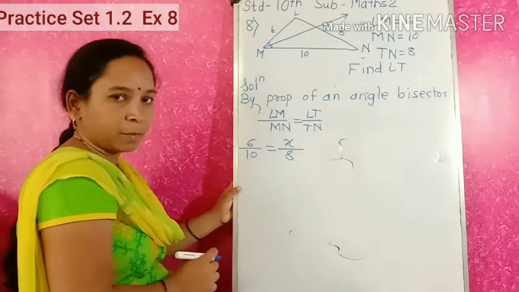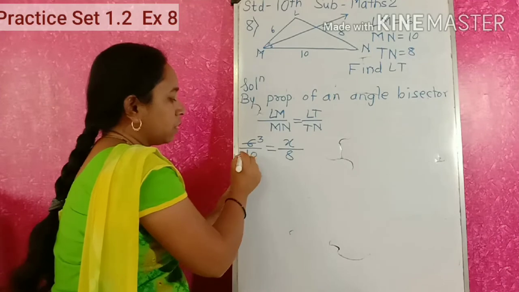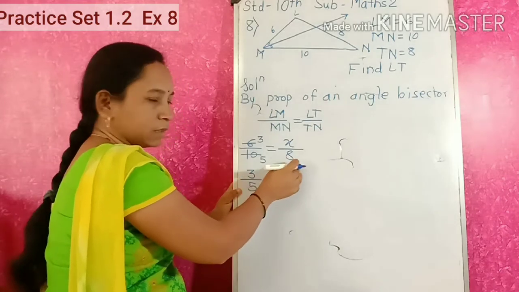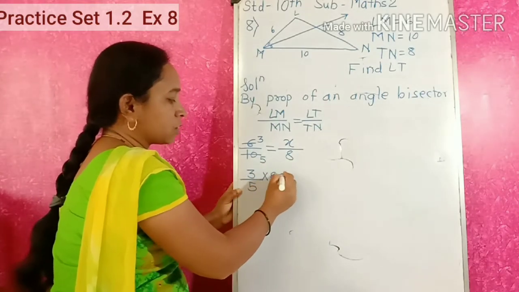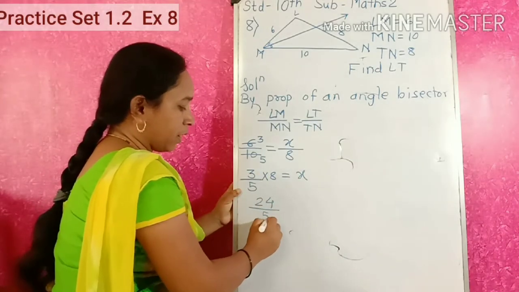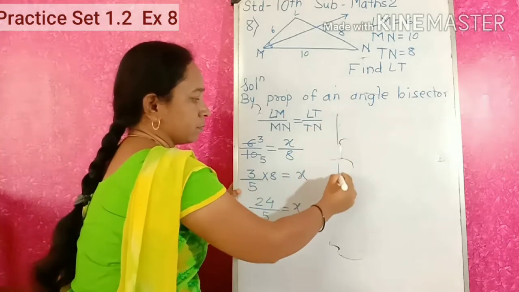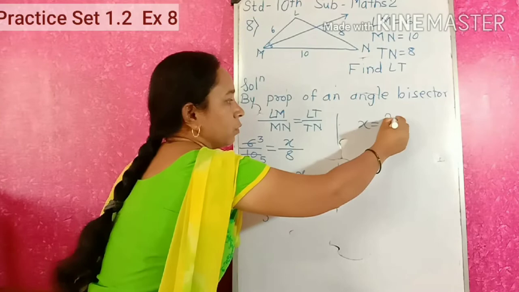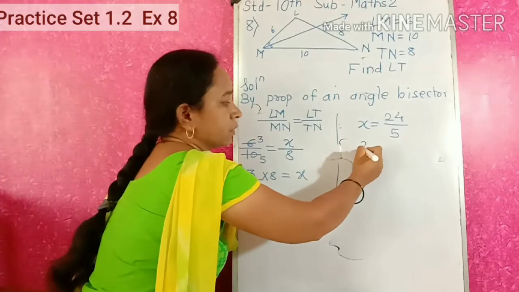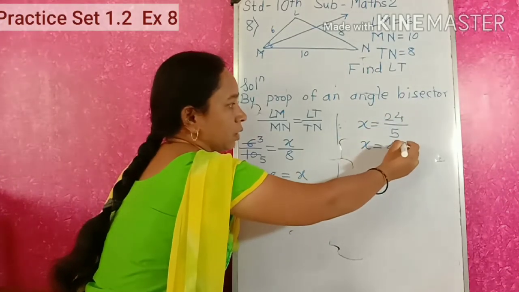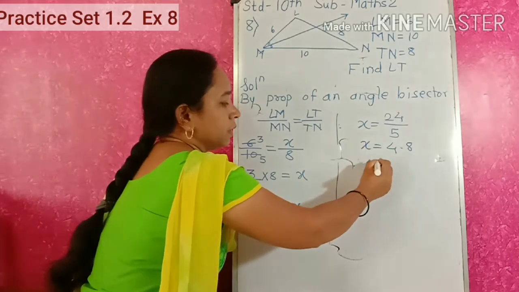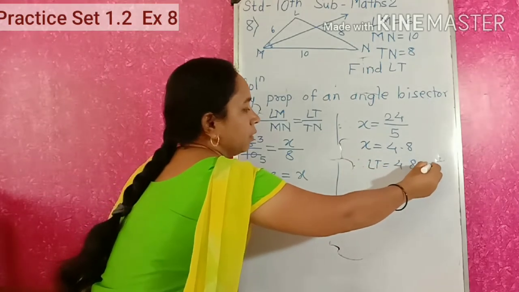These two are divisible by 2. So 2 3s are 6, 2 5s are 10, and transfer 8 to this side. So 3 upon 5. 8 is in division, if it comes here, it becomes multiplication, equal to X. 8 3s are 24 upon 5 is equal to X. So X is equal to 24 upon 5. If you divide it, you will get the answer. X is equal to 5 4s are 20, 4.8. So what is X? X is LT. Therefore, LT is equal to 4.8 units.